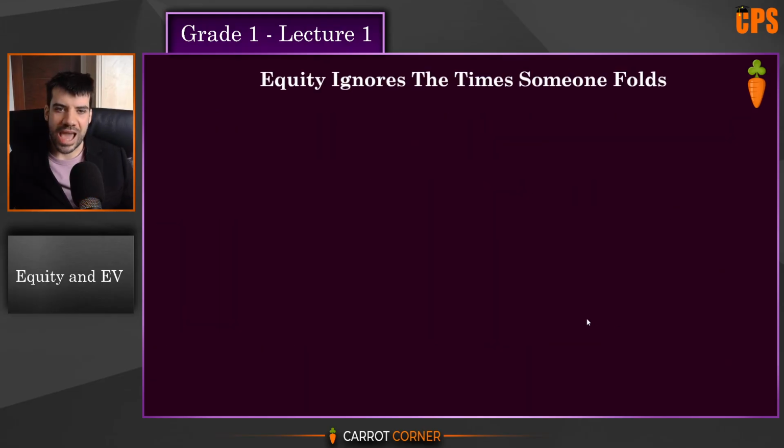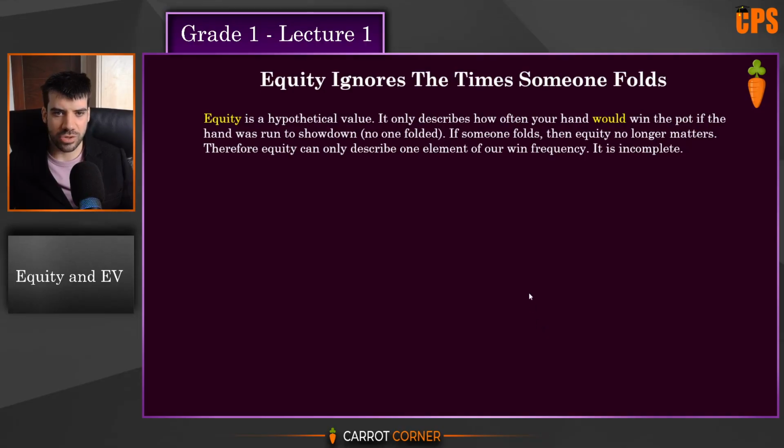Another point here is that equity ignores the times that somebody folds. Equity is a hypothetical value. It only describes, as we said, how often your hand would win if you were to take the hand to showdown, and usually your human opponents are not so placid and harmonious as to just allow everyone to show hands down all the time. There's a lot of betting that goes on in limit hold'em for good reason. The theory of the game advocates a lot more aggression than a beginner player would be instinctively willing to commit to. So if someone folds, then equity no longer matters, right?